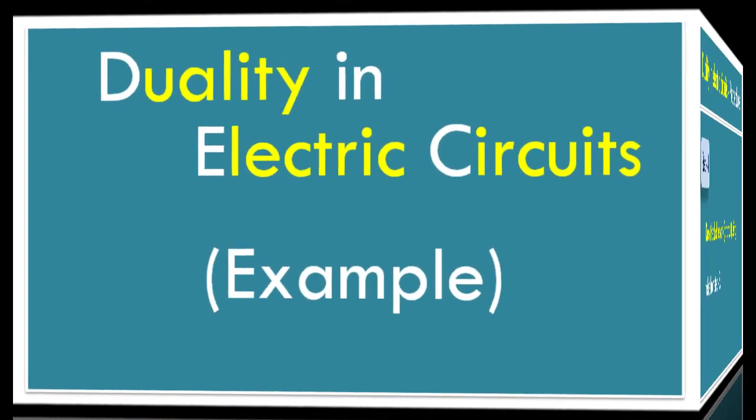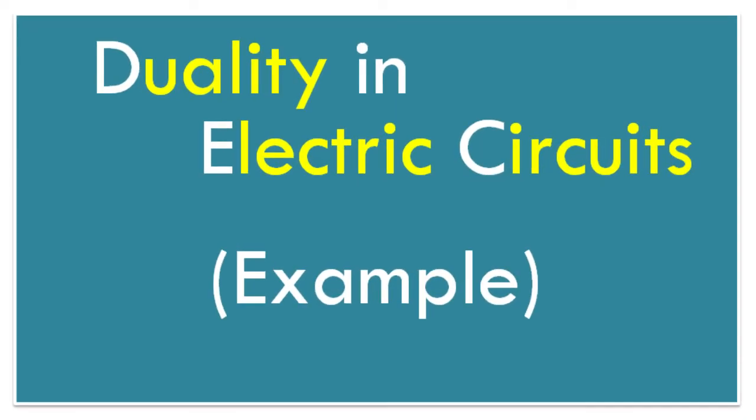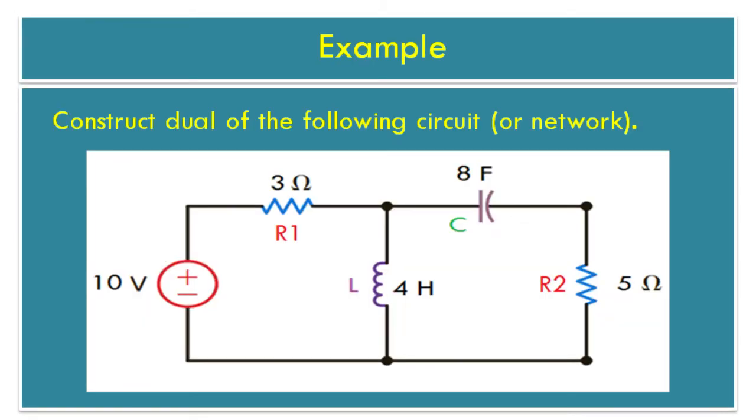Using the procedure of duality in electric circuits, let's solve an example on the same. Example statement. Construct the dual of the following circuit. Let's see the given data. 10 volt voltage source. Resistance R1 is equal to 3 ohm. R2 is equal to 5 ohm. Capacitor C is equal to 8 farad. And inductor L is equal to 4 Henry.